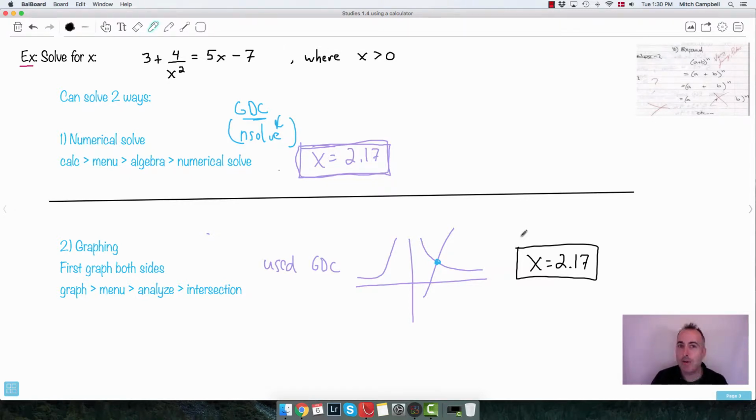So when you see equations and really gross things you're supposed to solve for x, if you're in math studies, you should laugh at those questions. Go, ha ha ha, this is super easy. I've got 2 easy ways to do it. Remember, you're allowed your calculator for both exams, so who cares?